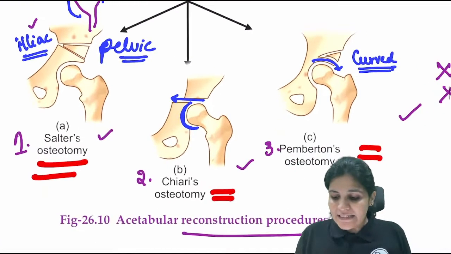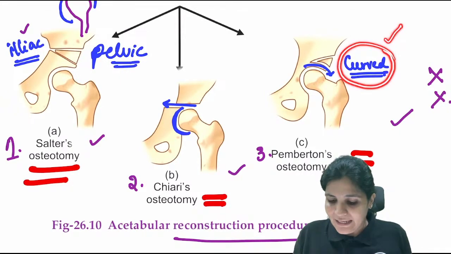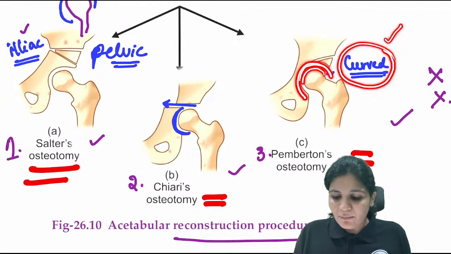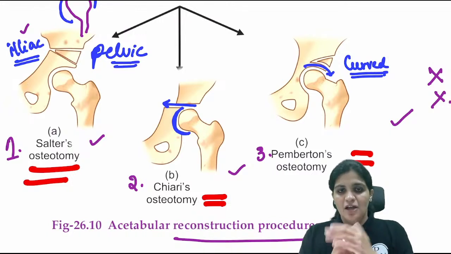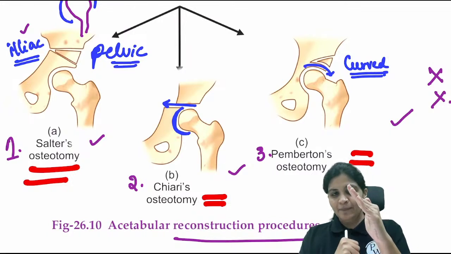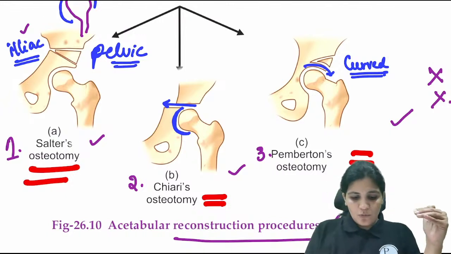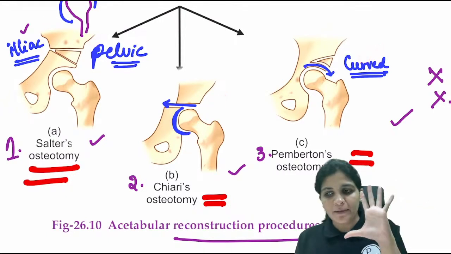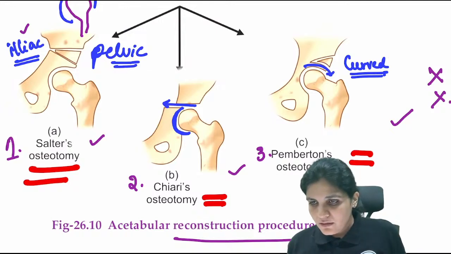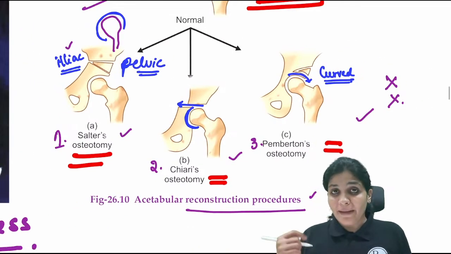In Pemberton's, it is a curved osteotomy. You curve it, the acetabulum is curved like this, so that the femoral head is completely engaged in the acetabulum socket. This shallow acetabulum, you are making it deep, so the femoral head goes inside. One is wedge-shaped, one is straight, one is a curve. If you remember this much, it is more than enough. Is that clear, Samantha? So this is about your pelvic osteotomy.